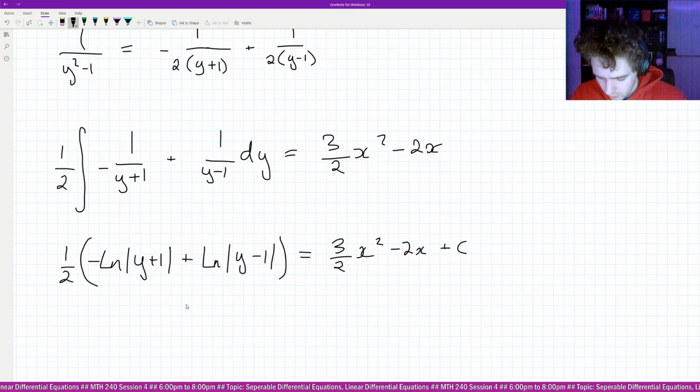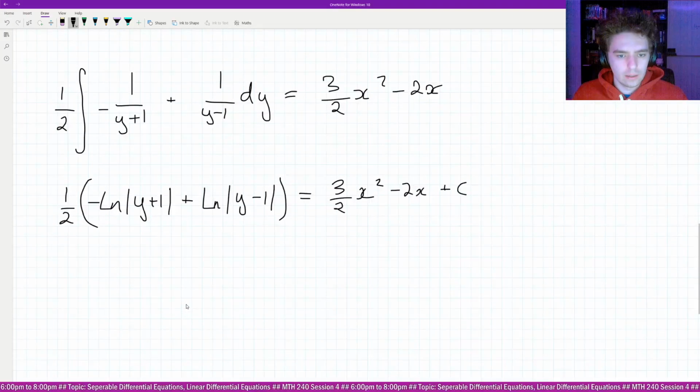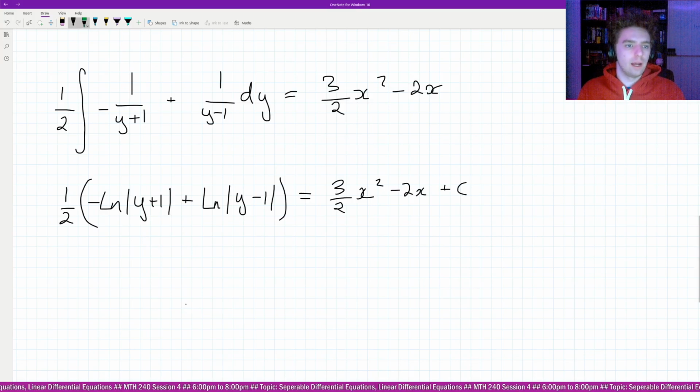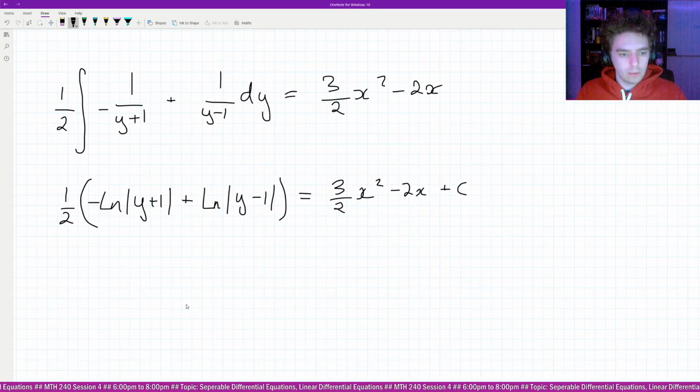Okay, so now we do our solving for y, right? Because that's the whole point of this: now I have an equation with just y as a variable, not y prime or anything like that. So now I try to solve for y. Again, easier said than done in a lot of cases. I'll start by multiplying both sides by 2.